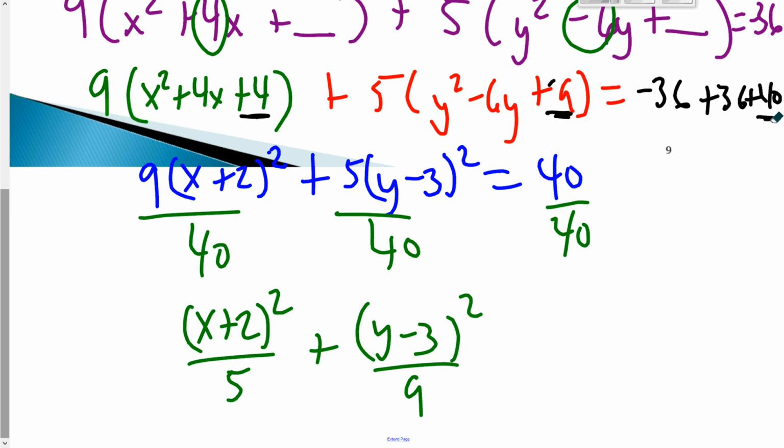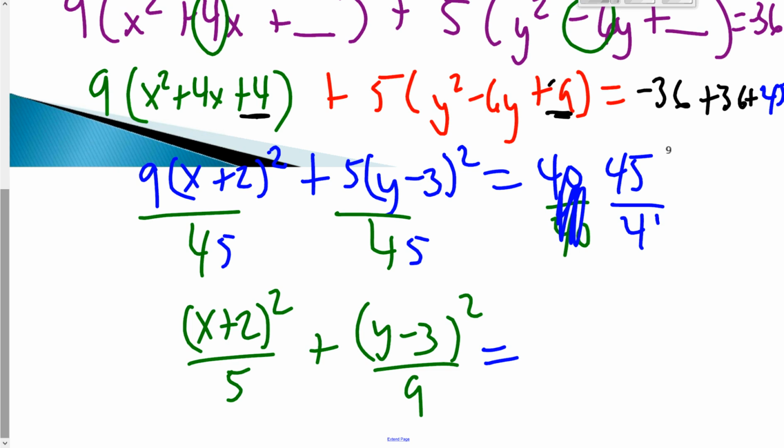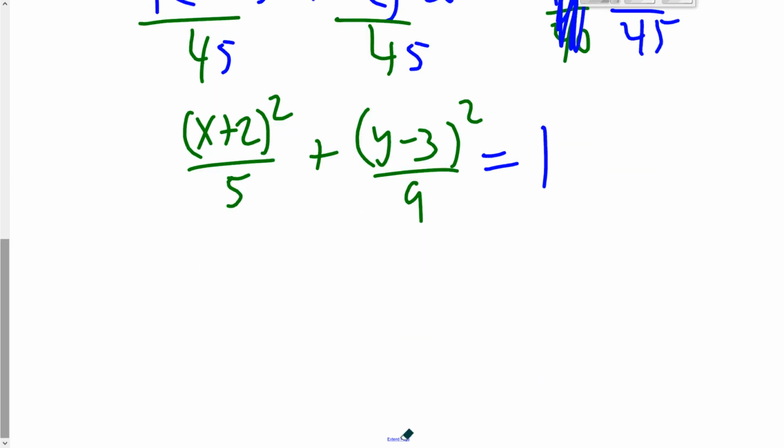But here, I shouldn't add 40 here. I should add 45, right? Because 5 times 9 is 45. So I should have added 45 there. So this wouldn't be 40. It would be 45. Then this would be 45. This would be 45. And then I would have 5 and 9. Right? That makes more sense. And now it's 45 over 45, which is now 1. So now it is equal to 1. Now I did my math correct.